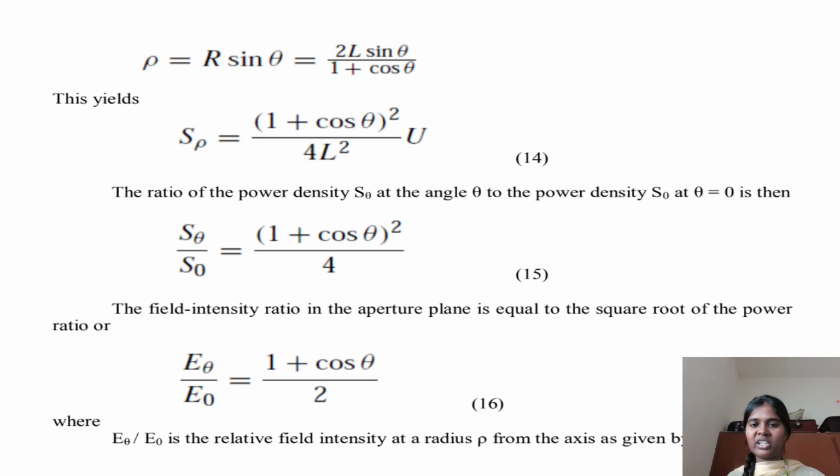Comparing the above two power equations, 2 pi gets cancelled, and rho d rho equals sin theta d theta. From that, S rho equals (1 plus cos theta) whole square by 4l square into U. The ratio of the power density S theta at the angle theta to the power density S naught at theta equals 0 is S theta by S naught equals (1 plus cos theta) whole square by 4. The field intensity ratio in the aperture plane equals the square root of the power ratio, E theta by E naught equals (1 plus cos theta) by 2.